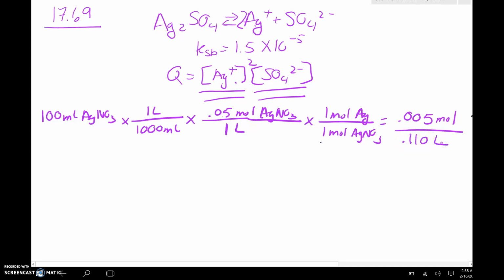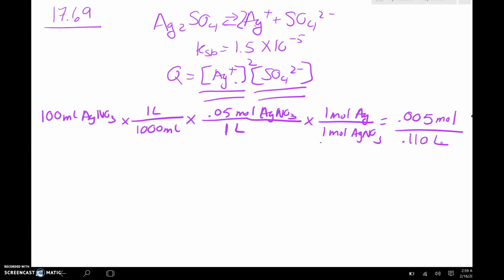0.110 liters, right? So are you guys shocked that it's 2:59 a.m., by the way, because that's just what popped up. One day I will get my life together. Let me just make sure this calculation is right. 100 divided by 1,000 times 0.05.